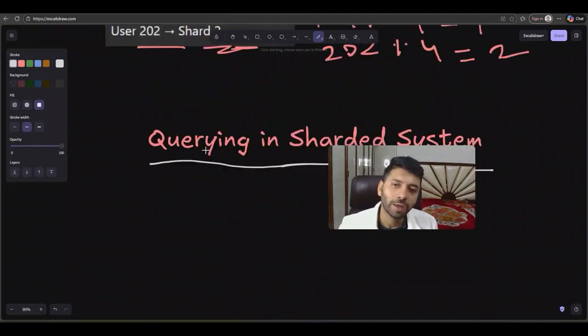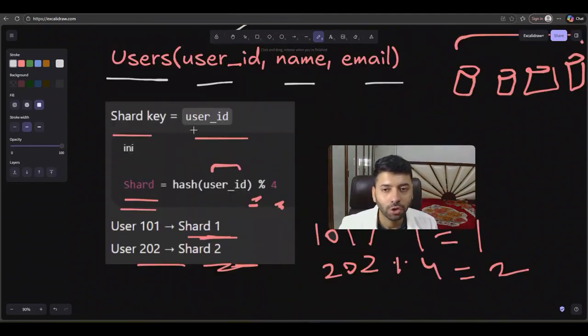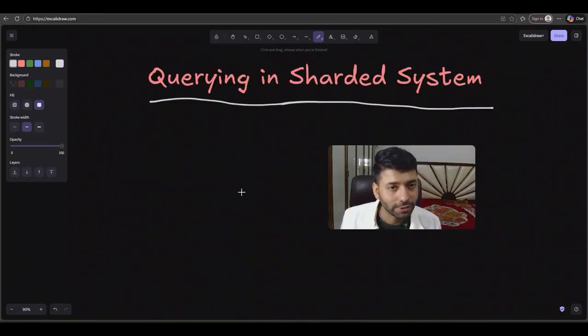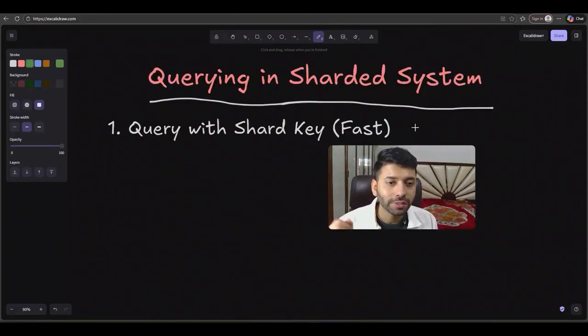So we identified above that everything is dependent on the shard key, correct? Based on the shard key you will be able to identify your shard. So when we talk about querying, there are two cases. First, if you are querying using the shard key, then it will be fast. Now why will it be fast?